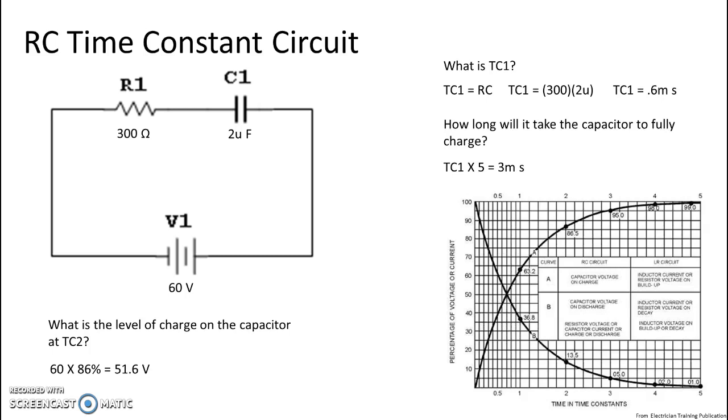And remember, all of this is happening in very small fractions of time. I mean, this is 1.2 milliseconds, so it's a fraction of a second. All right. Now we're going to look at a little bit more complicated RC time constant circuit in our next video.